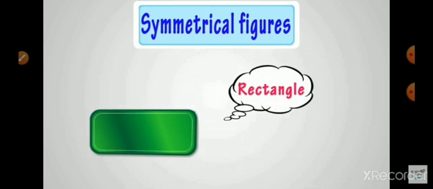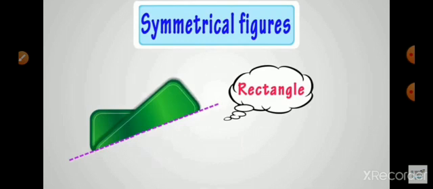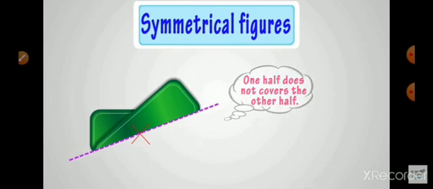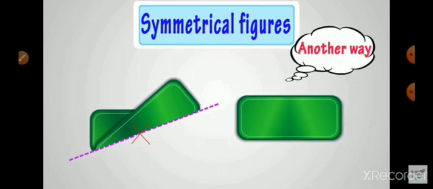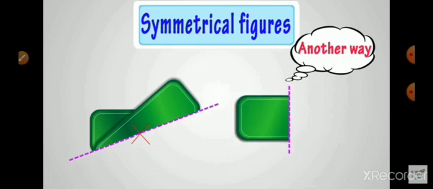Now we will take one rectangle and fold this rectangle from this purple line. Are these two halves equal? Yes, but they are not covering each other, right? So one half does not cover the other half, so this rectangle is not symmetrical.